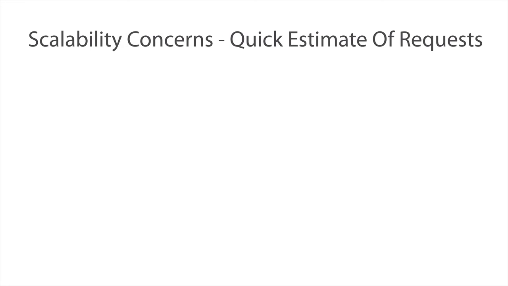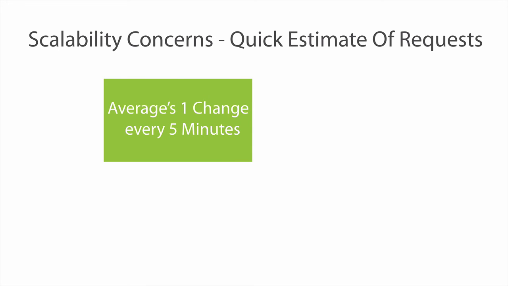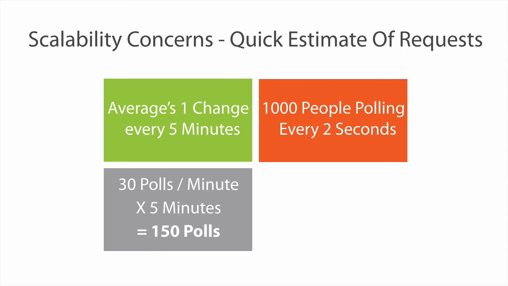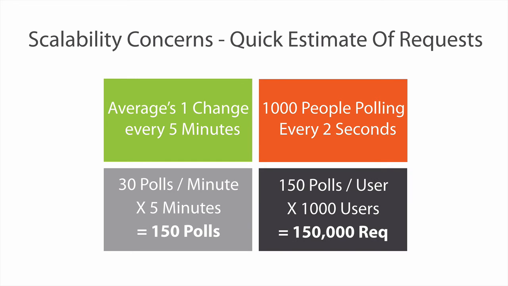For discussion's sake, let's say your leaderboard has one change about every 5 minutes on average. Then let's say we have 1,000 people looking at the leaderboard on average, polling every 2 seconds, which means the query to the database would happen 30 times a minute per user, or 150 times over a 5-minute period. Extend that by 1,000 users and we have 150,000 requests. Ouch, that's a lot of requests, most of which result in no change.